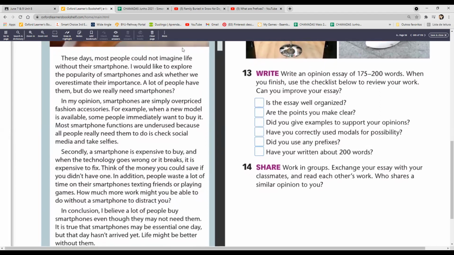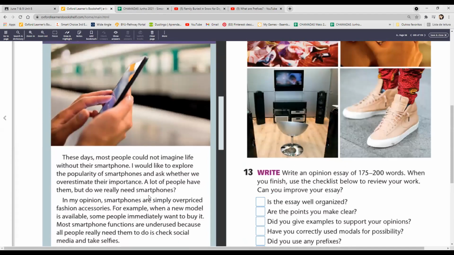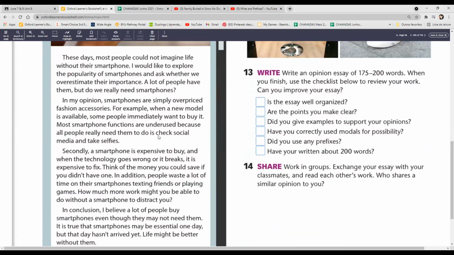I think I've finished it. Okay, great. So have you found some examples of the things we saw? Giving opinion, supporting my opinion, for example, and structure. Great. Conclusion. Very nice. Yes. In my opinion, secondly.